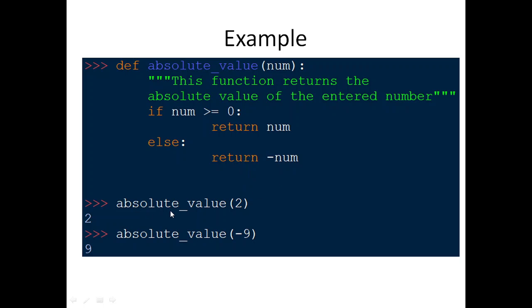So this way you can execute this code, absolute_value of 2. If you give it like this, this is the argument. You have to supply a number, then 2 will be the output. So if you are giving -9, then 9 will be the output.